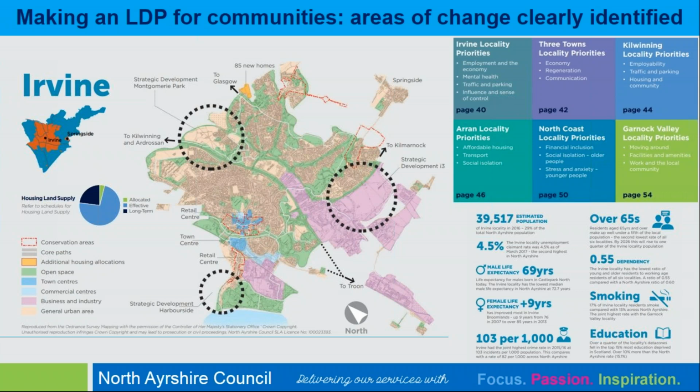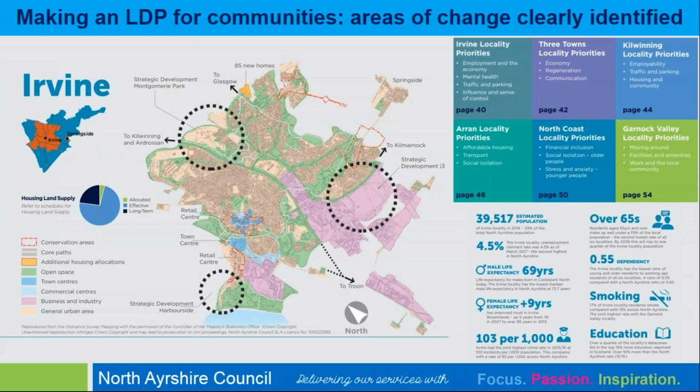What we've also done is reflected the locality priorities for each of the areas in the plan, so you can see those there in the top right of the screen. And we've also given more of a profile of the settlements and localities, which Morna referenced at the start of the presentation, but we've linked that into the plan to show the socioeconomic profile and some of the issues, strengths and weaknesses of the settlements as well.